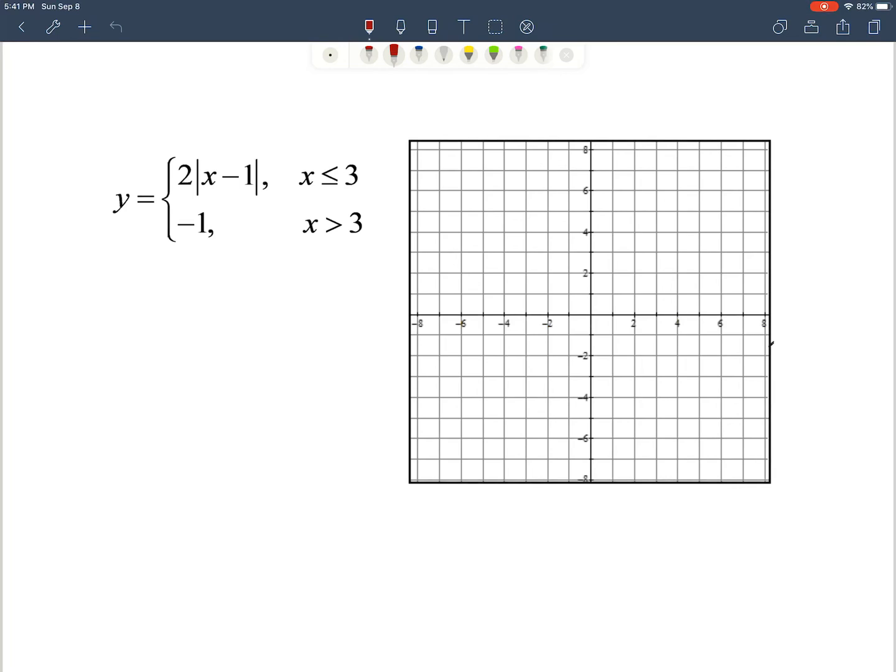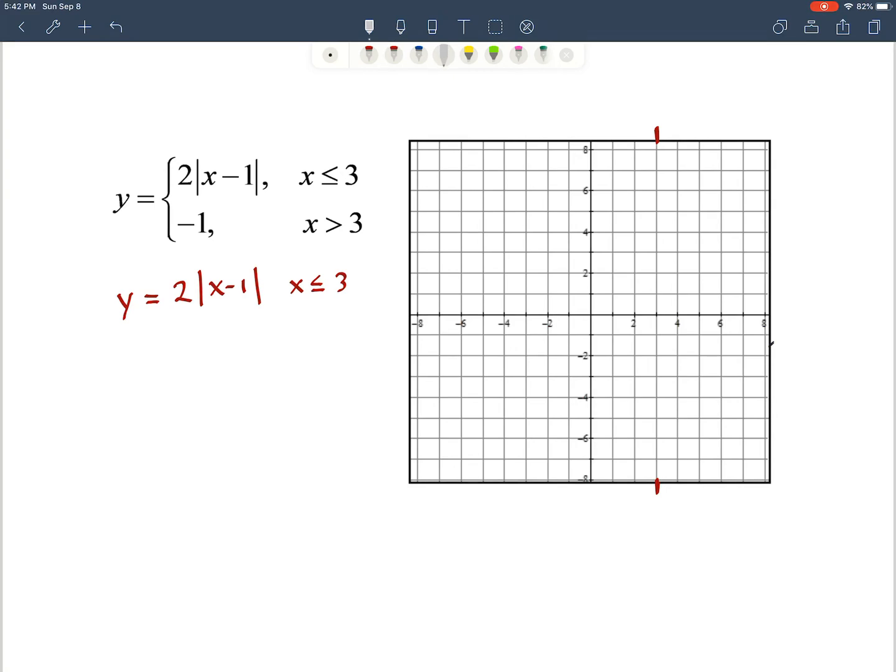With this one, we'll start out here. We're looking at y is equal to 2 times the absolute value of x minus 1, and that is for when our domain is less than or equal to 3. So thinking about 3 here, this is where our transition point should be on that line there.